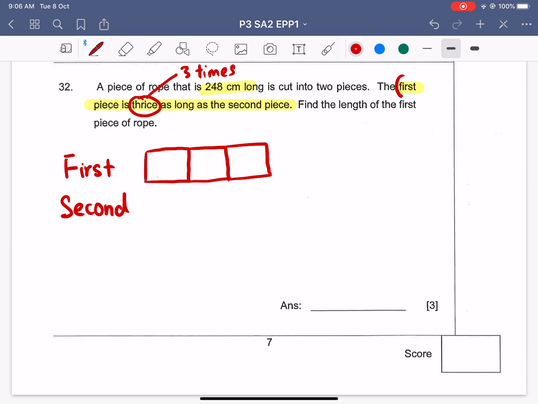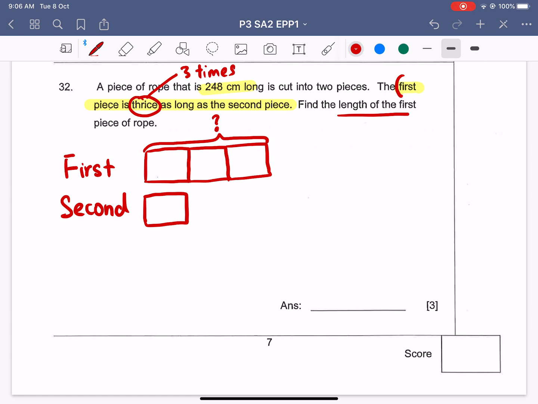Whereas the second piece has only got 1. Okay, so that makes the first piece 3 times longer. So the question is asking, find the length of the first piece. So the length of the first piece is what we want to find. We put a question mark.